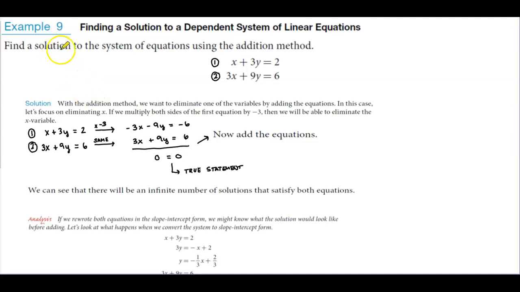In example number 9, we want to be able to find a solution to a dependent system of linear equations. So let's find the solution to the system of equations using the addition method. The first equation is x plus 3y equals 2. The second equation is 3x plus 9y equals 6. So we're going to write that in order.